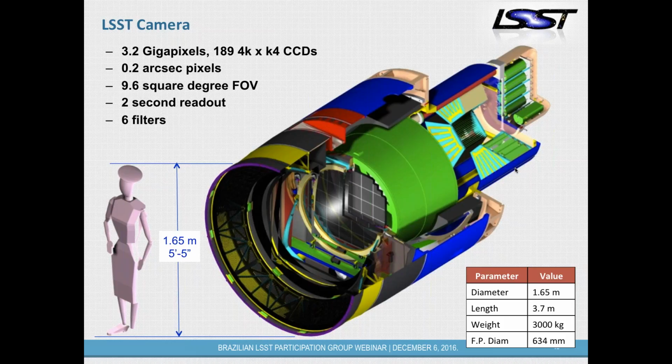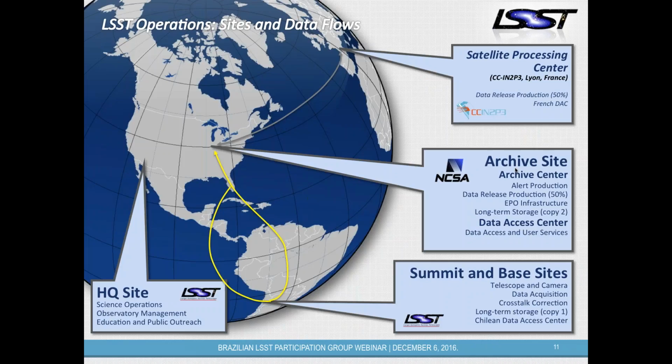This is just a brief introduction to the hardware so that I can put the software and the data management system really in perspective. The telescope and the camera, so the machine that does the actual observing, is in Chile. But virtually all of the data processing will be happening in the United States at the archive site at the National Center for Supercomputing Applications in Illinois.